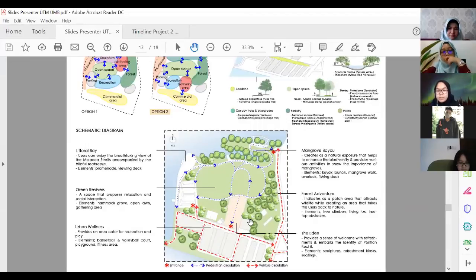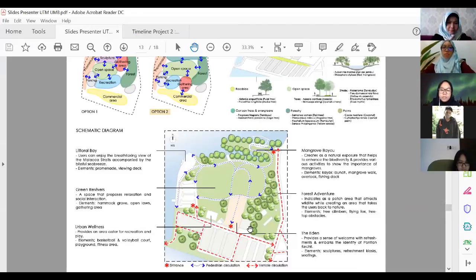Next to it is the Eden. The Eden provides a sense of welcoming with refreshments and embarks the identity of Pontian. This is basically a main entrance for the people within the commercial area below to easily come to the site. So I propose a few sculptures to enhance the identity of Pontian Kecil, refreshment kiosks and also a few seatings.